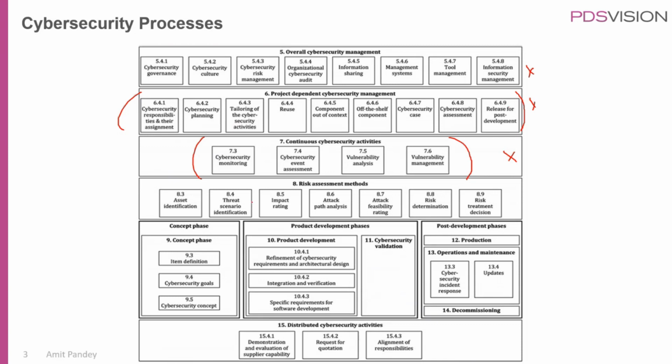The next one is at the risk management level, and this is important, and this is where the data piece of it comes in. This whole thing is implemented in Codebeamer and is part of the template itself. That is from the risk identification, the threat scenario, impact rating, the attack path analysis, the attack feasibility rating, the risk determination, and the risk treatment. Therefore, this will definitely be part of our session today, and this is the core part of cybersecurity, or TARA as we call it, which we'll see now.